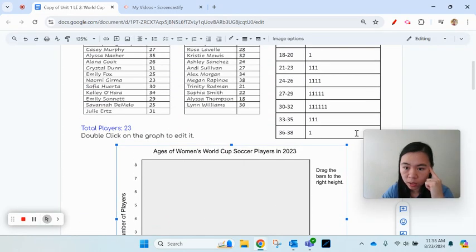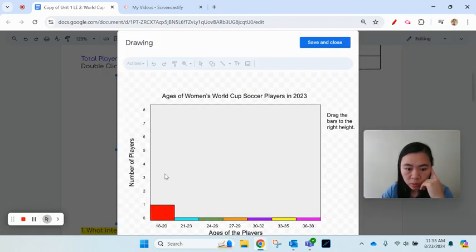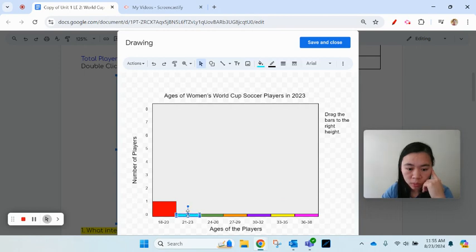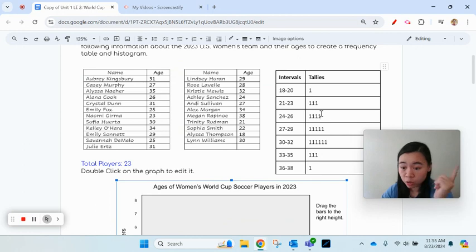We can look at our next one. We have 3. Our next bar is 3. And then 4. Let's go ahead and do both of those. So between 21 and 23, we had 3 players. Between 24 and 26, we had 4 players. Okay, what else? Actually, you can pause this, do the rest of it, and then check your histogram with mine. I'm going to keep going.